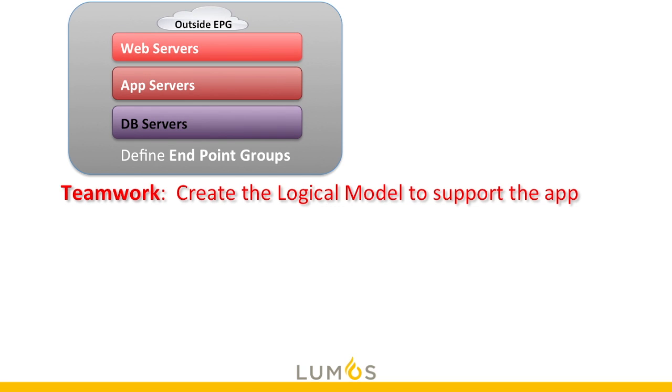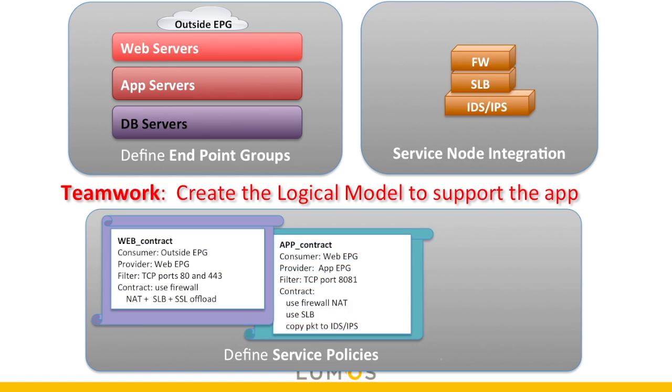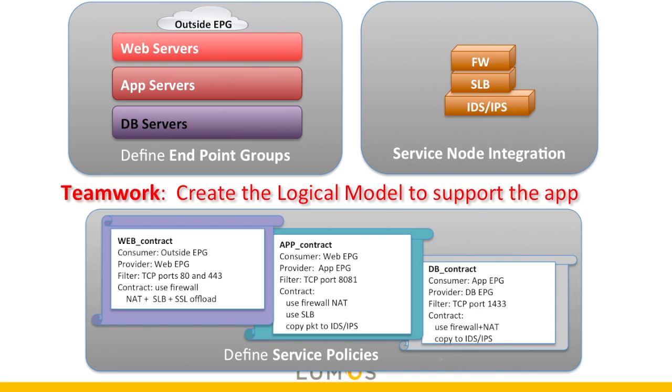Our logical model is we're going to have a collection of endpoints that represent the web servers, a collection of endpoints that represent the application servers, and a collection of endpoints that represent the database servers. Then we can insert services: firewalls, load balancers, IDS, IPS. We define these policies. The way that web servers and application servers talk to each other is through consuming and providing contracts.